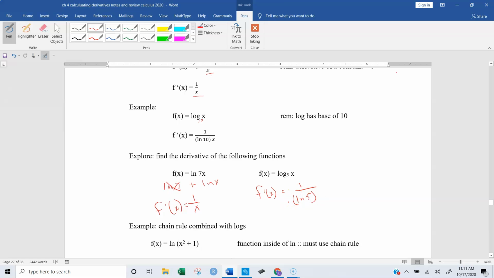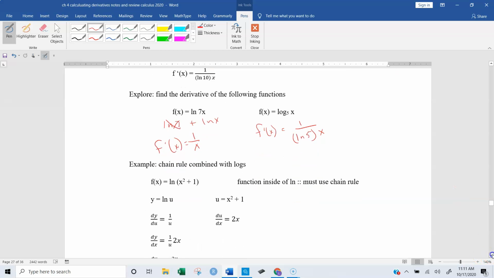We could put the x in the front, or if you're going to put it behind, make sure you use parentheses because it's not the natural log of 5x, it's the natural log of 5 times x. Two very different things. So be careful with your notation there.